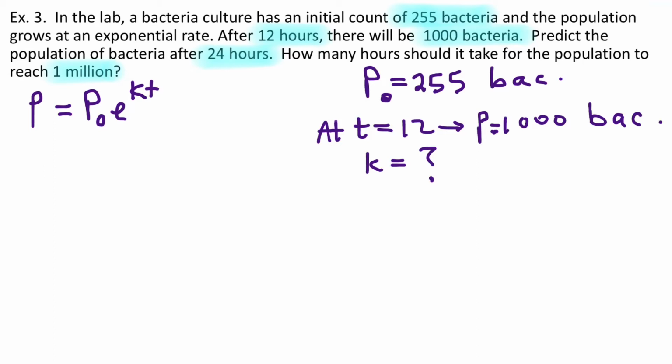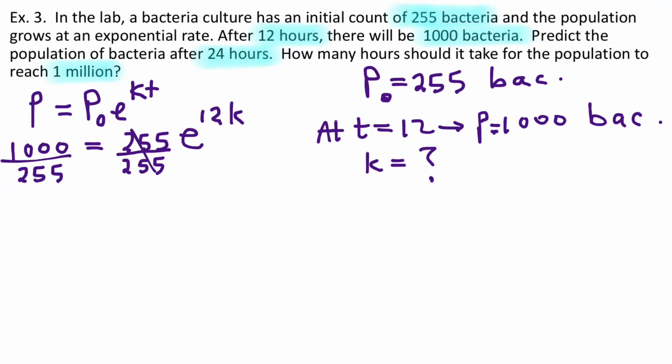So if I substitute P on the left, P0 on the right, we don't know what K is, but we do know that time was 12. Time is 12, unknown K. So we're going to have to use natural logs to get that K out of that position so we can find out what the rate was that caused this to happen. So let's divide by 255.